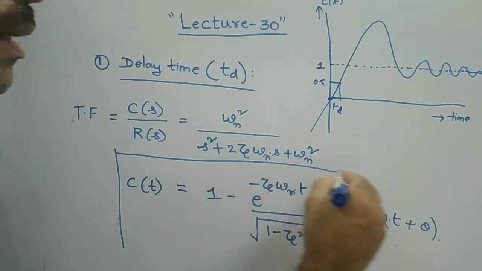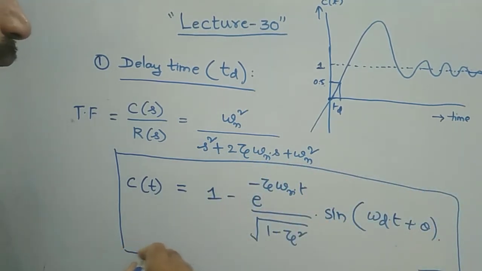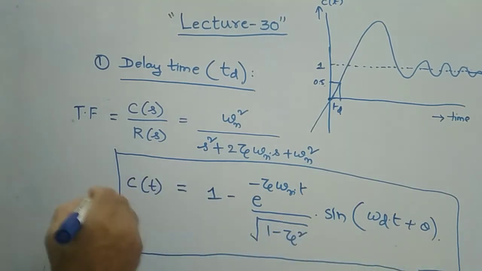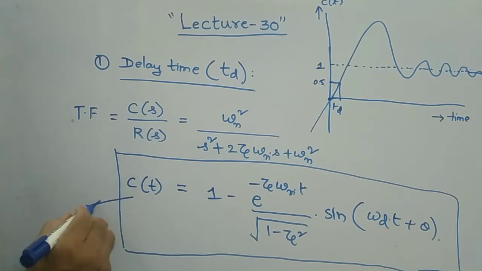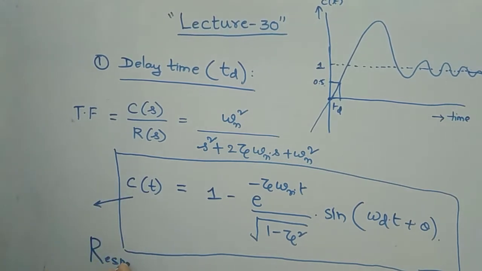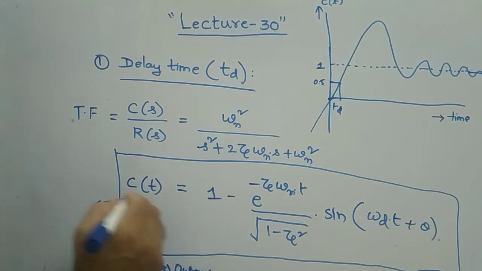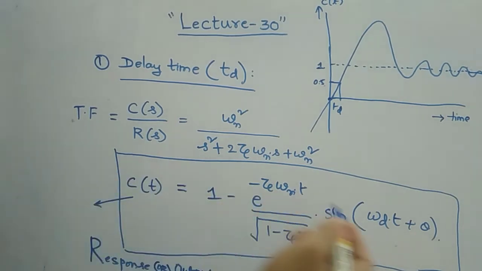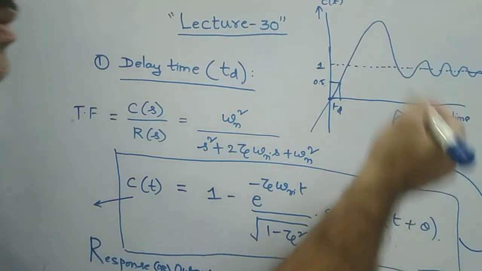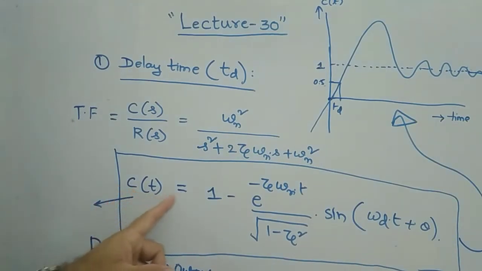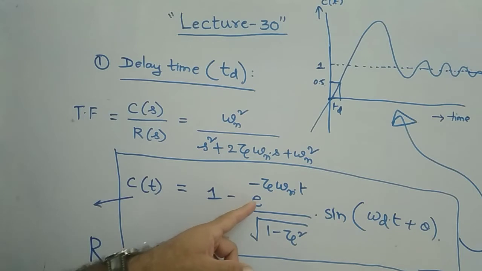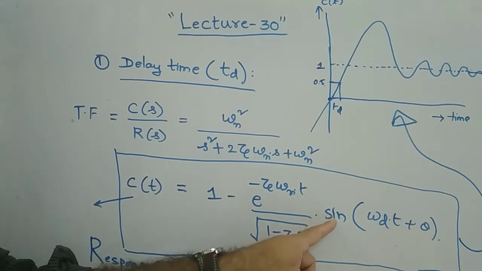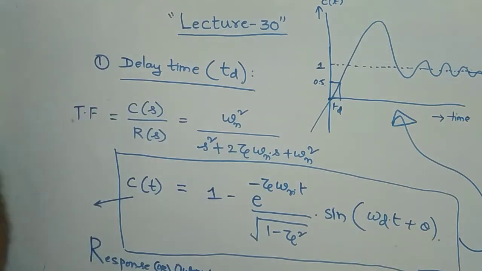This is the response, or otherwise also called the output. This is in terms of the expression, whereas in terms of the graph, this is what you see. So remember this: C of t is equal to 1 minus e power minus zeta omega n t by square root of 1 minus zeta square into sine of omega d t plus theta. This is the expression for the response of a second order system.